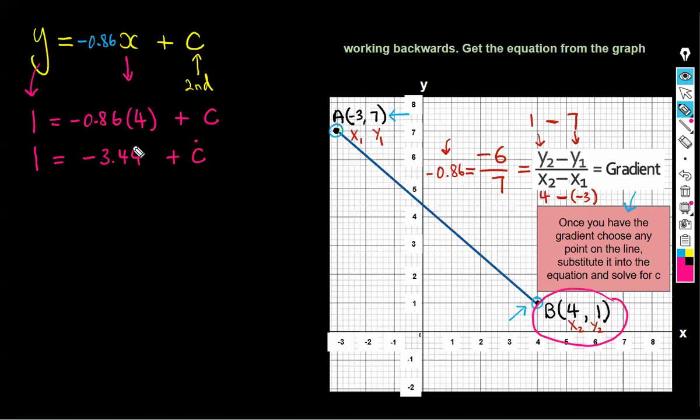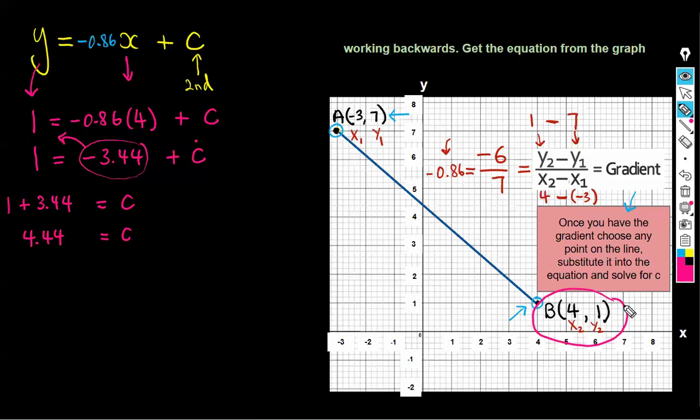We want to solve for c. So we throw across a minus. Remember, if we want to solve for c, we want to get c on one side and everything else on the other side. Throw across a minus, you're going to get what? A positive. So you're going to get 4.44, roughly that.